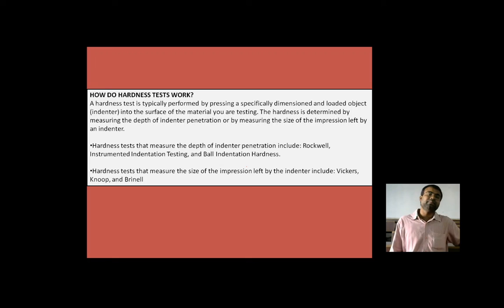The hardness tests that measure the depth of indenter penetration include the Rockwell, instrumented indentation testing, and the ball indenter hardness test, that is the Brinell hardness test. There is another kind of hardness test that measures the size of the impression left by the indenter, including the Vickers and Brinell. That is how these tests are categorized, and we will discuss in detail in the later class how the individual Rockwell test takes place in the material and identifies the particular hardness of the material.